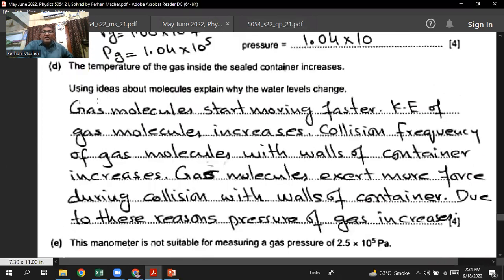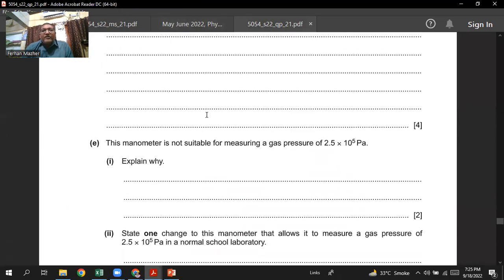I have written this answer. You can write a better answer than me, but I have tried. Gas molecules start moving faster. Kinetic energy of the gas molecules increases. Collision frequency of the gas molecules with the walls of container increases. Gas molecules exert more force during collision with walls of container. Due to these reasons, pressure of gas increases, and that will cause more difference of level in both the limbs of the manometer. So that's my answer. Okay, so we are going to the next question.